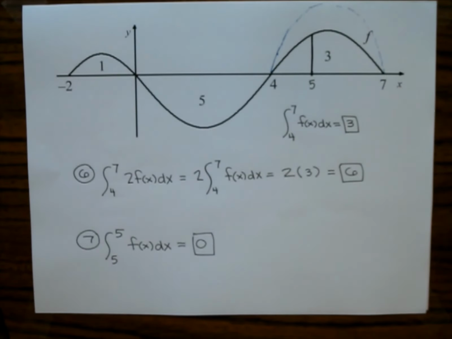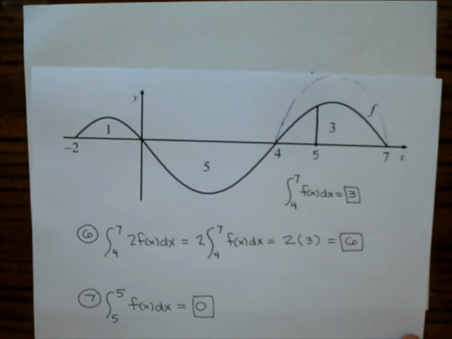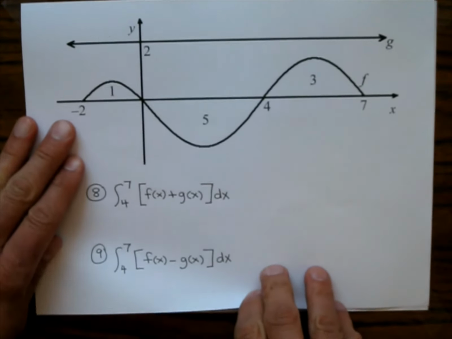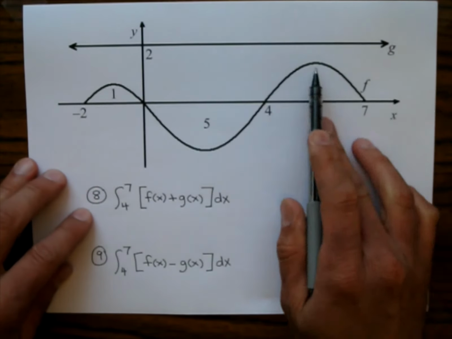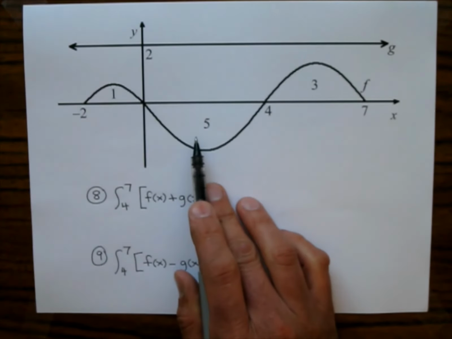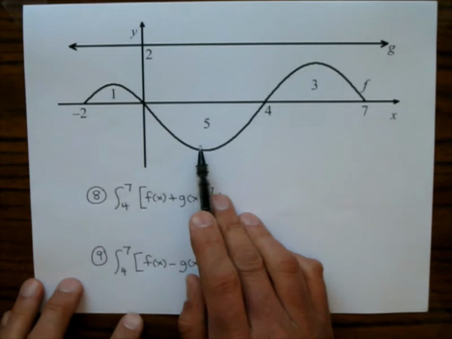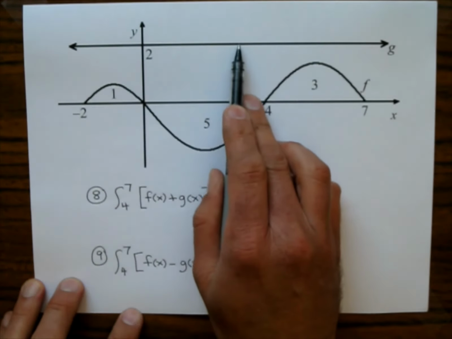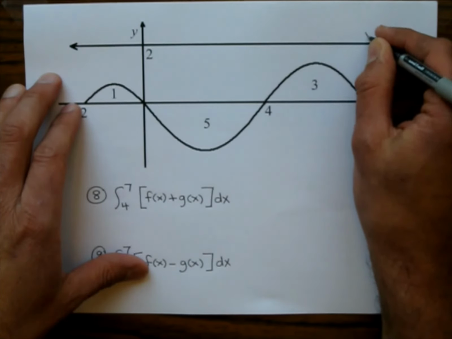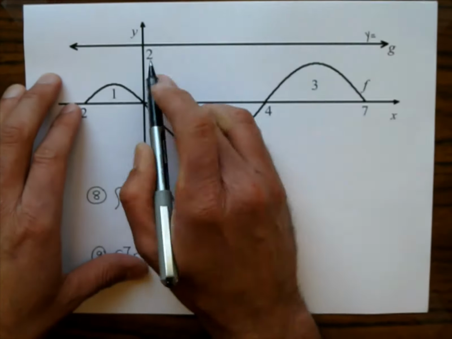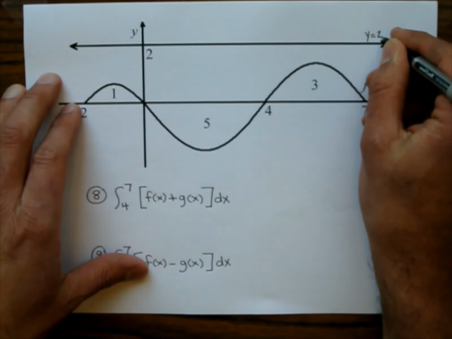Okay, let's go ahead and do a few more problems that illustrate some properties. Oh, look, we added another character in this story. This is F, this thing that goes up and down. And this guy is G. You could say G has an equation that looks like y equals 2.